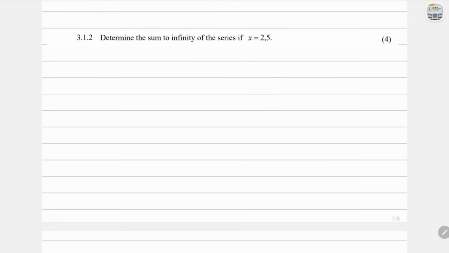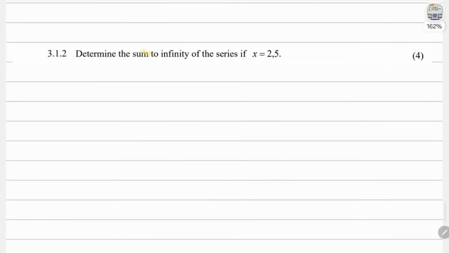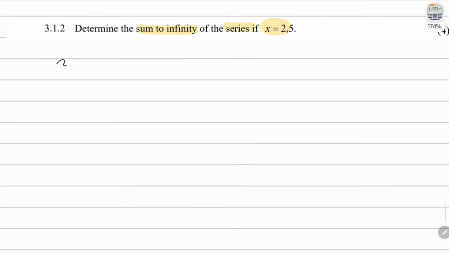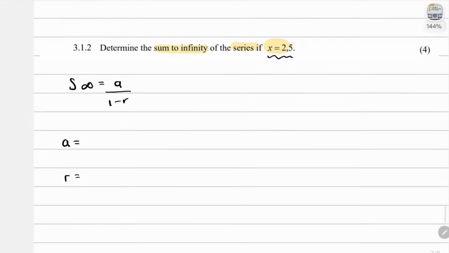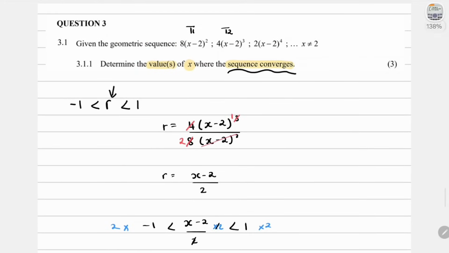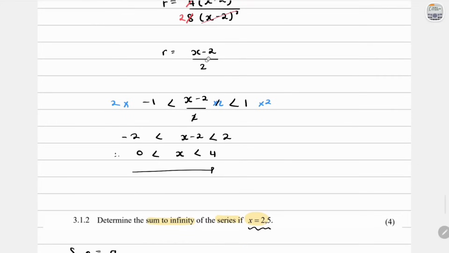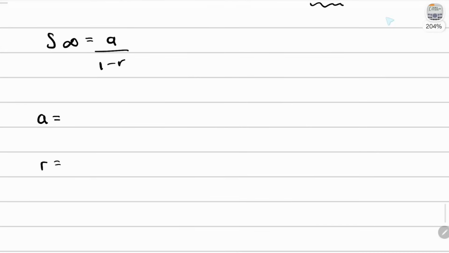Question 3.1.2 says, determine the sum to infinity of the series if x is equal to 2.5. Okay, we know that the sum to infinity formula looks like this. It is in your formula sheet, a over 1 minus r. So we just need to find the value of a and the value of r if we know that x is equal to 2.5. So the value of a is the first term, which was this, and the value of r is this. So let's go ahead and substitute x in place of a and r.